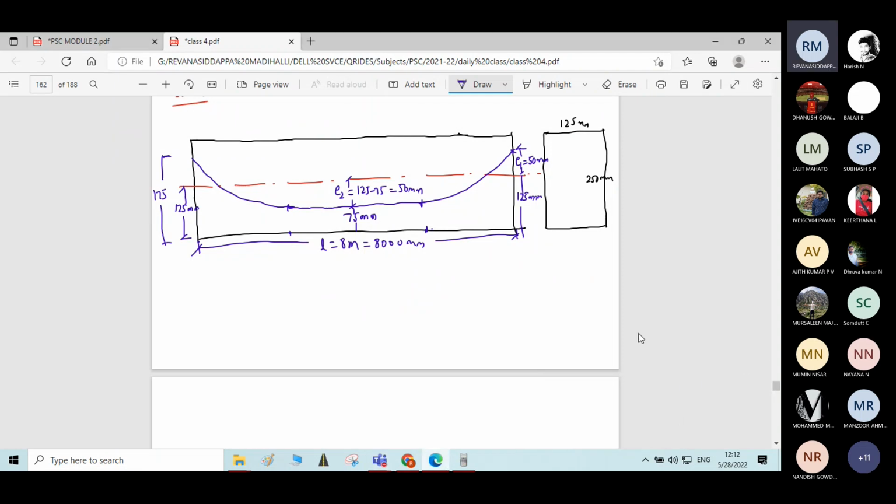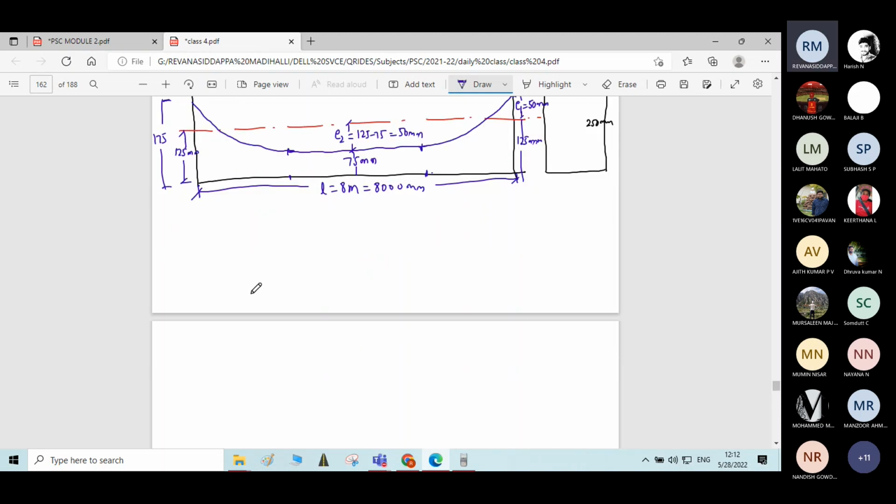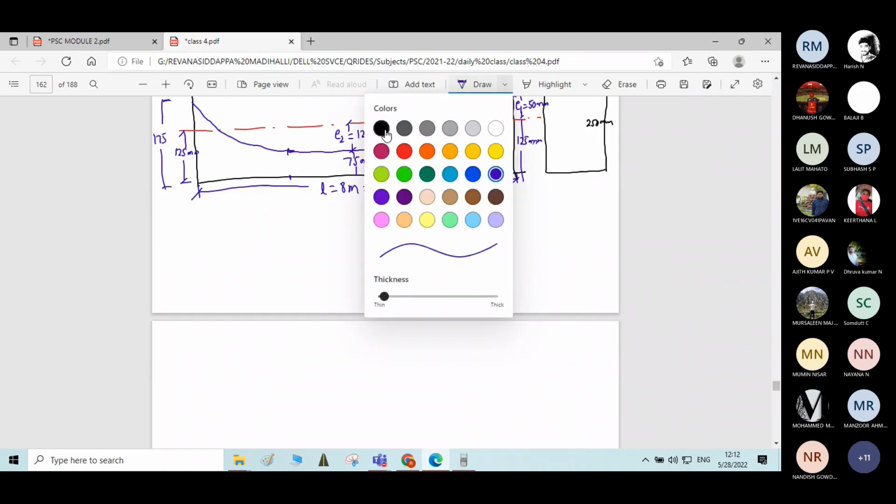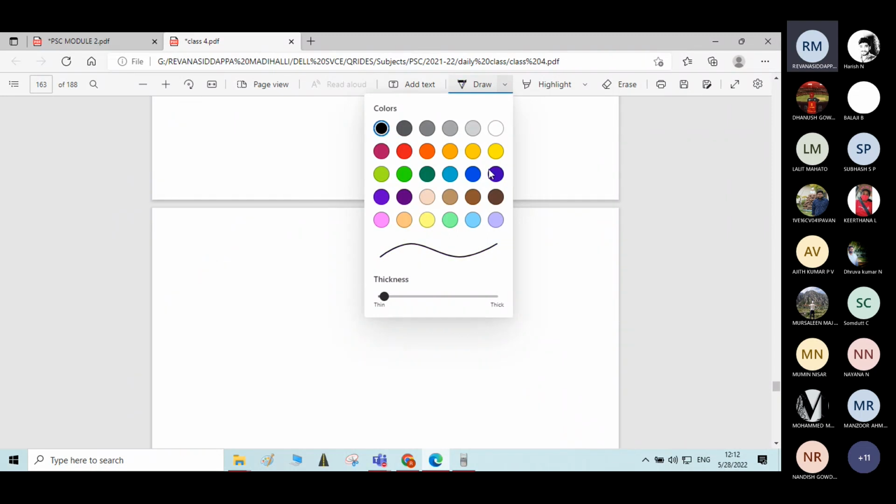Okay, we will resume the class. So we'll calculate one by one. First, we will calculate the deflection due to dead load.